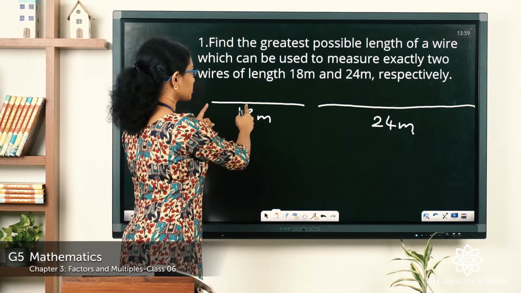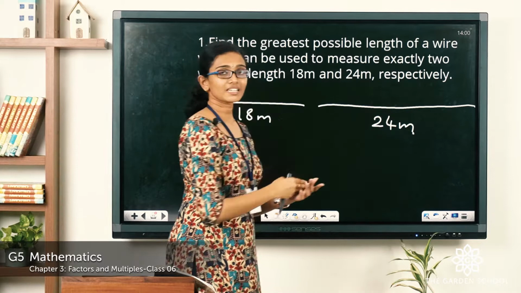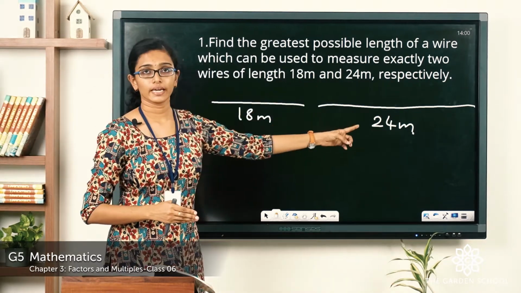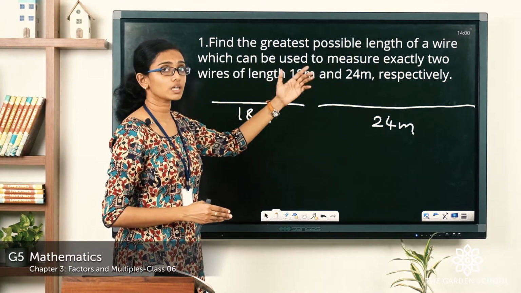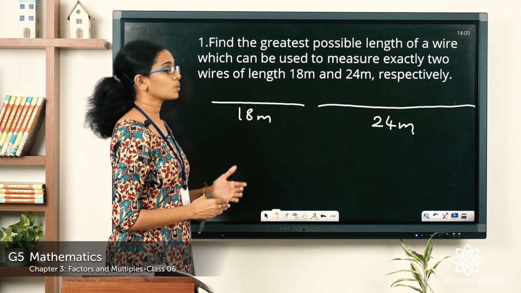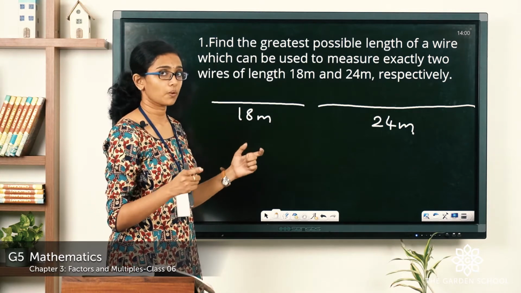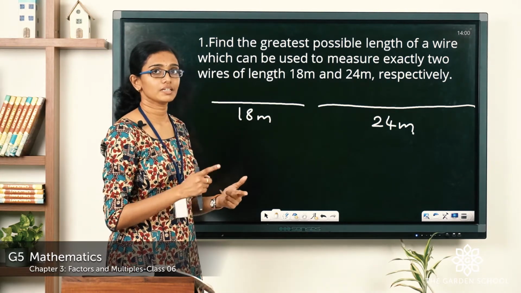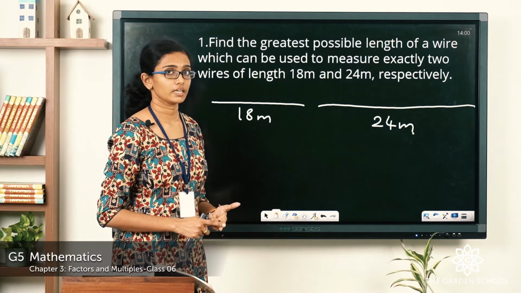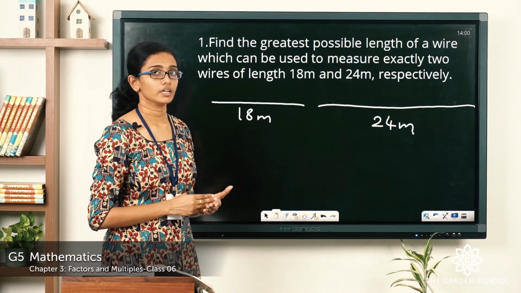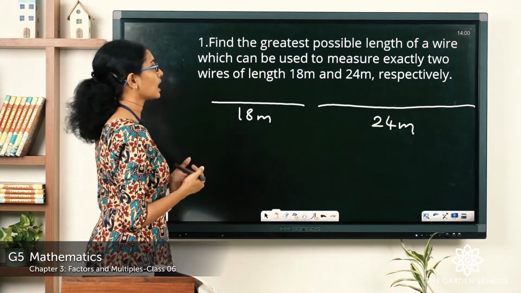Means we are going to measure using a smaller wire and use it to measure these two wires. So practically you are going to divide these two lengths, right? And how exactly are you going to measure it? Exactly means without leaving any remainder, right? So let's see how we can do that. In the question we can identify that you are asked to find out the greatest possible length of a wire, or the greatest possible number which can divide these two numbers 18 and 24 equally or completely without any remainder. So what is that? You are asked to find the HCF of these two numbers.